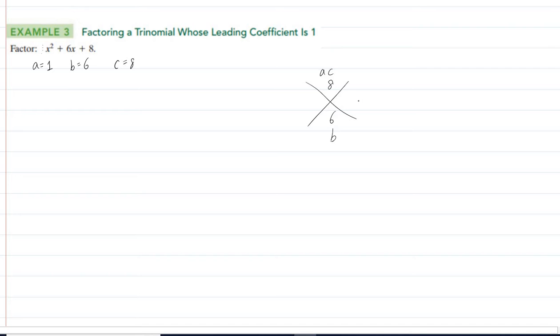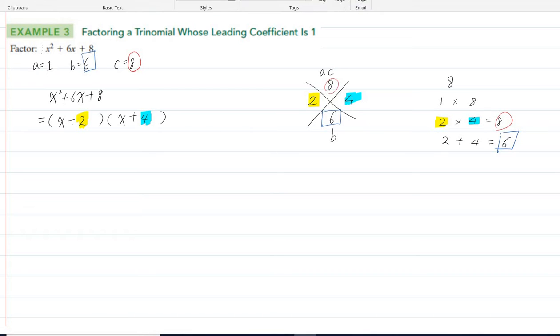You're going to think about two numbers that multiplied together give you 8 and added together give you 6. I can think of 1 and 8. I can think about 2 and 4. In this case, it's pretty straightforward: I have 2 and 4. They multiply together to give me 8, and added together give me 6. So then I can write this in this form: x plus 2 and x plus 4. Hopefully that will be helpful for you.